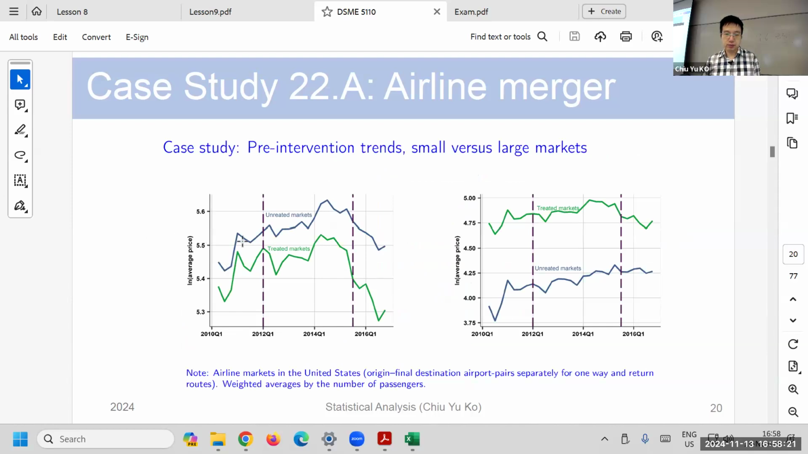And also look at the, I think this one, this is the return. This is also very similar.